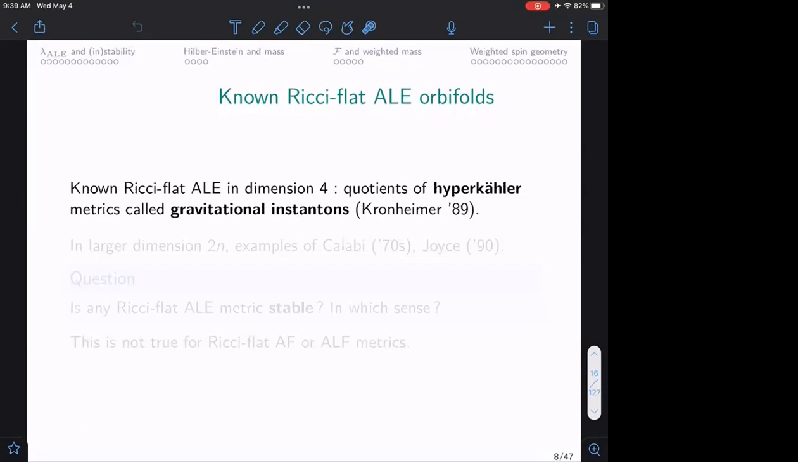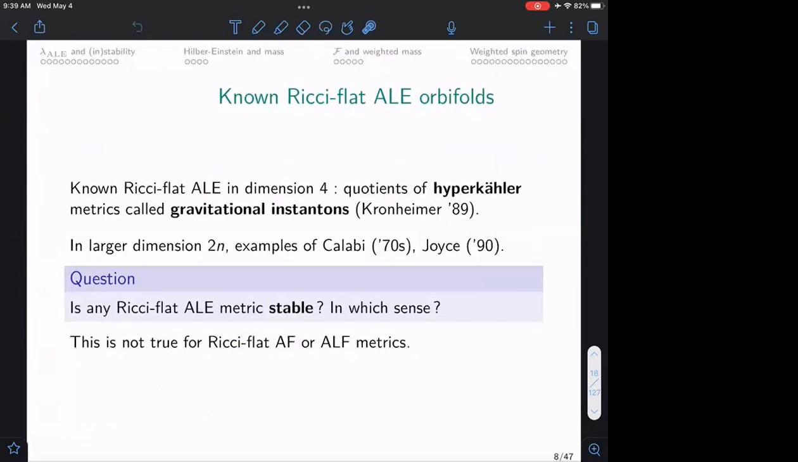What is known about these Ricci-flat ALE metrics? Unfortunately, they are not classified even in dimension four. And the only known examples are hyperkähler or their quotients. They've been classified by Kronheimer and Suvaina. And in higher dimensions, there are examples which also have reduced holonomy. And our big question for Ricci flow would be: is any Ricci-flat ALE metric stable? Because all of these are stable. And you should note that this is not true for asymptotically flat and asymptotically locally flat, where Ricci-flat Schwarzschild is a counterexample, and the Ricci-flat Taub-NUT metric is a counterexample.